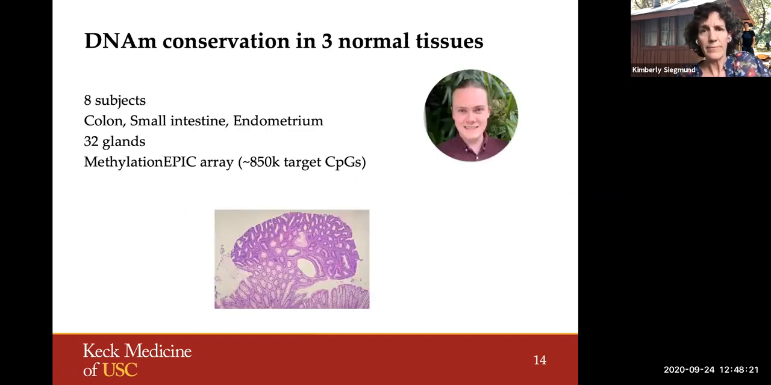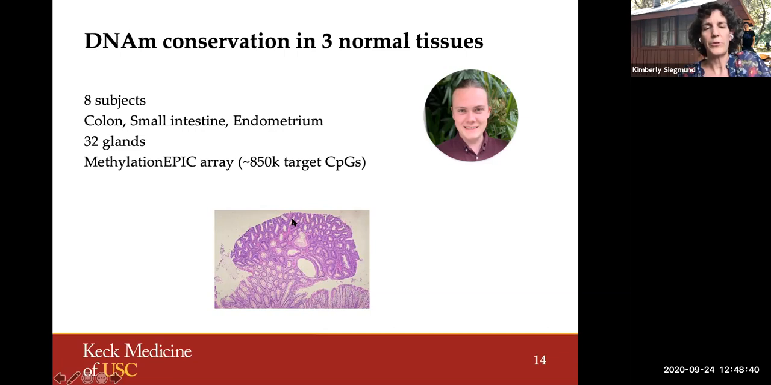So there's Emil. And he took this and measured samples Daryl had collected on 8 different subjects, looking in colon, small intestine, and endometrium. And he collected 32 glands and ran EPIC arrays on the glands. Now this itself is a little bit of a nice task.